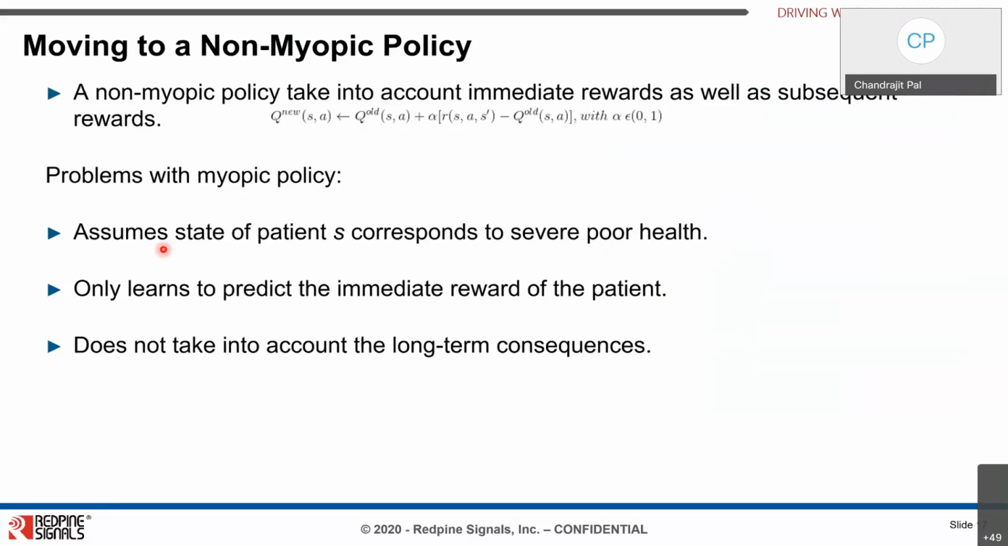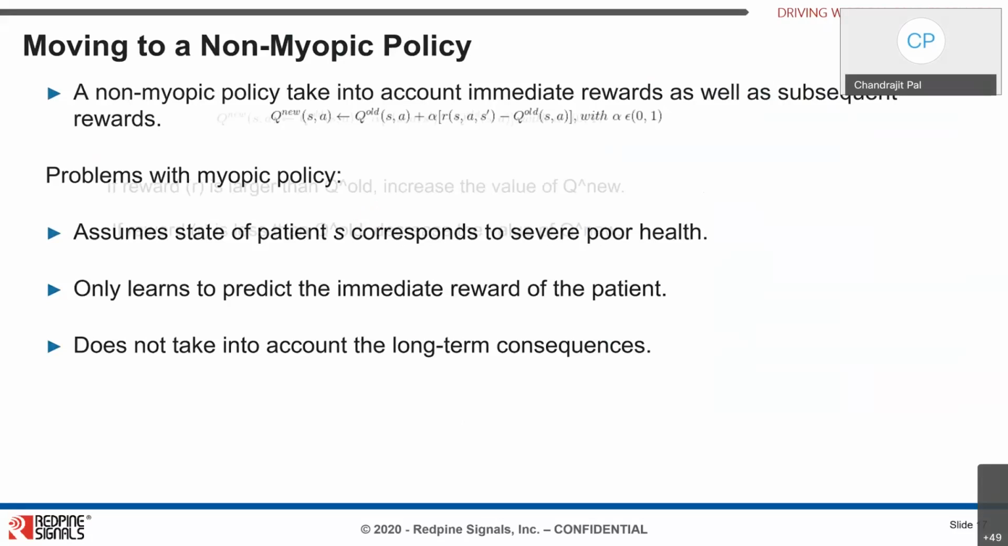Myopic policy, that is, assume the state of the patient corresponds to severe poor health, only learns to predict the immediate reward of the patient, and does not take into account the long-term consequences, as I told. These are the existing problems with the myopic policy, and as a result, we should always be switching towards non-myopic policy, where the doctor gives some medication to the patient where he may not get the immediate impact in a very good way. He may take some time, 1 or 2 days, to get his fever down. But that is still good compared to the previous one, where after 3 years the person was getting asthmatic. That should not happen.